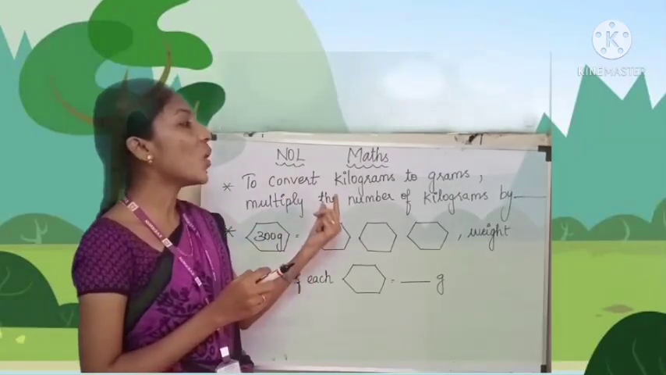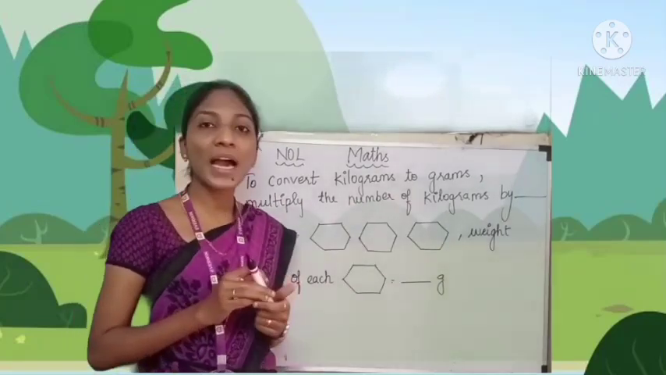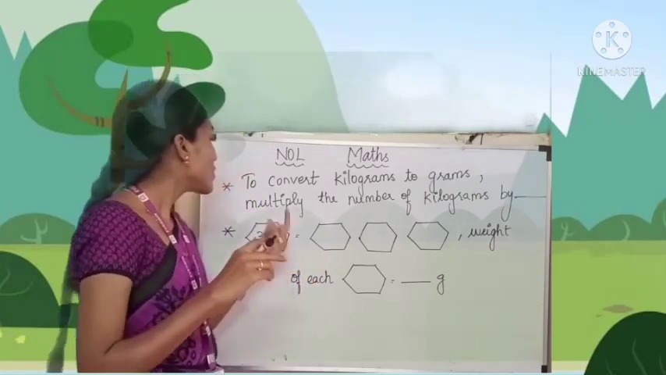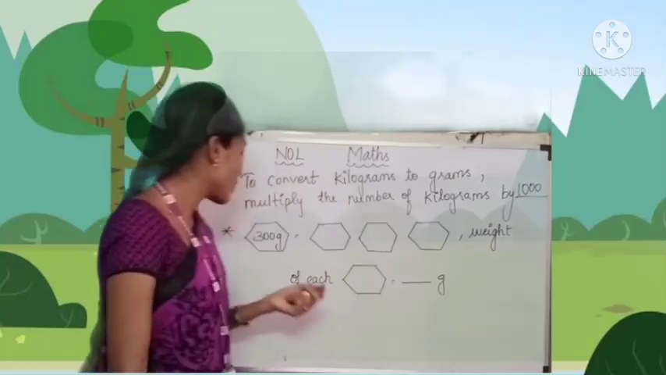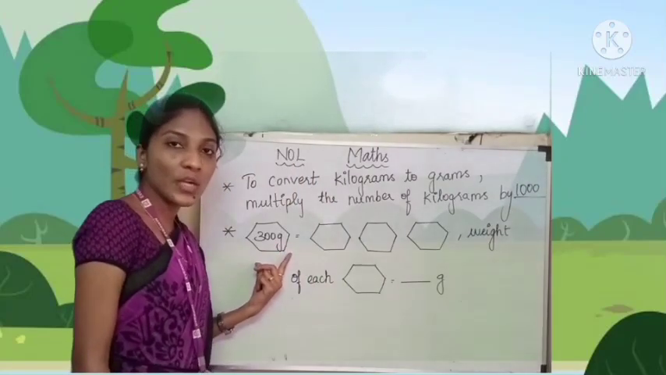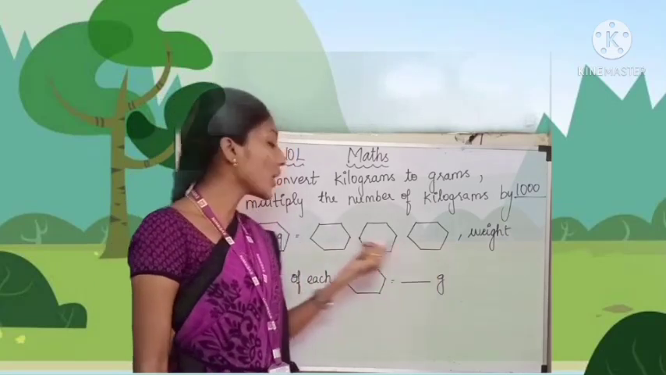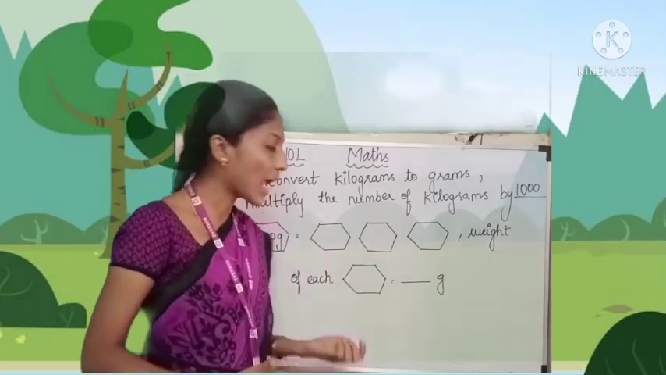To convert kilograms to grams, multiply the number of kilograms by 1000, because 1 kg is equal to 1000 gram. So multiply the number of kilograms by 1000. Next one. Here the weight is given, 300 gram. 3 weights are present. So each weight refers to how many gram?